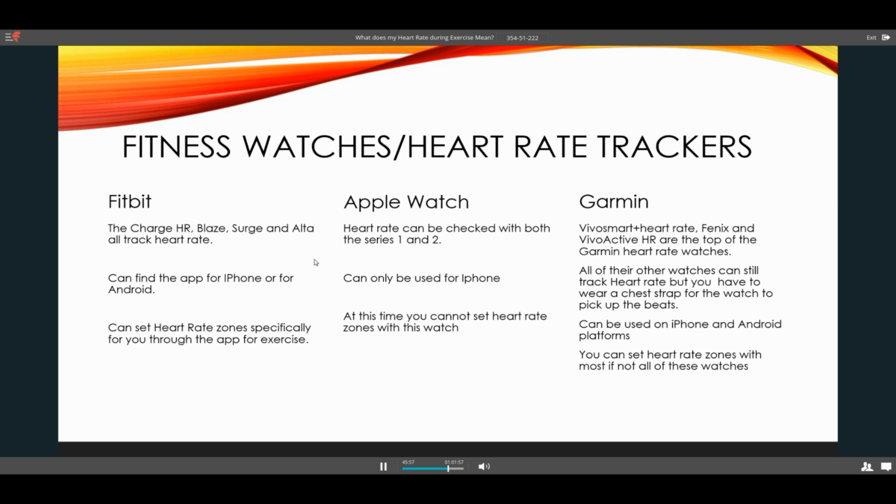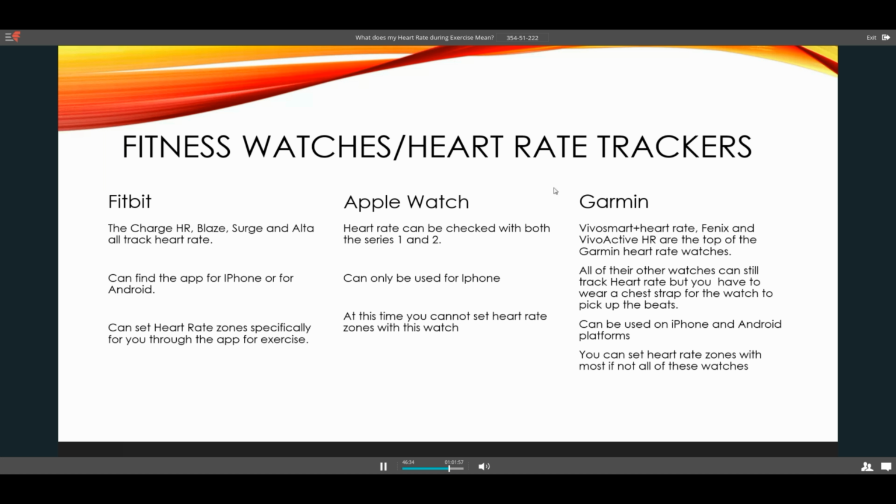Another great one with a lot of great functionality. Unfortunately, it can only be used with the iPhone, and at this time, you're not able to set accurate heart rate ranges with the current setup. Now we'll go over the Garmin real quick. They certainly are some of the more top of the line when it comes to running and GPS tracking. All of their watches are going to give you a heart rate, but some of them you may have to wear a chest strap to actually watch the real-time display on your watch.